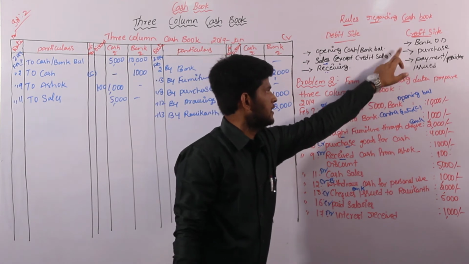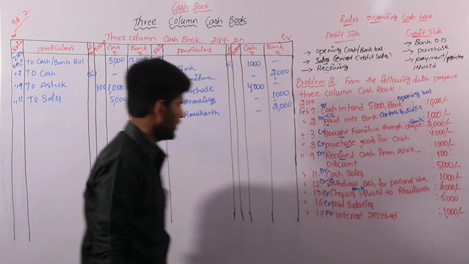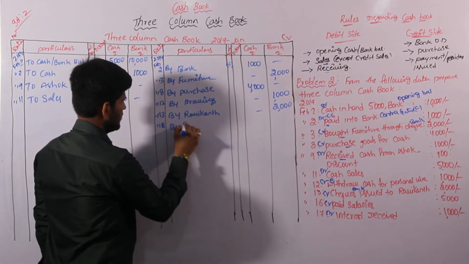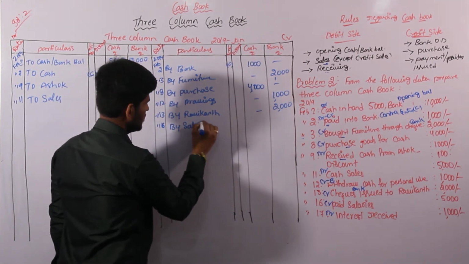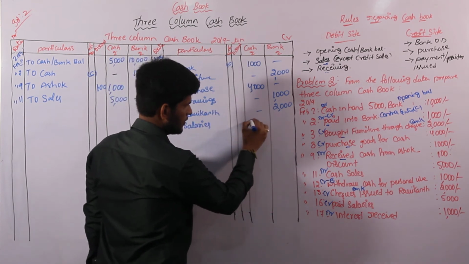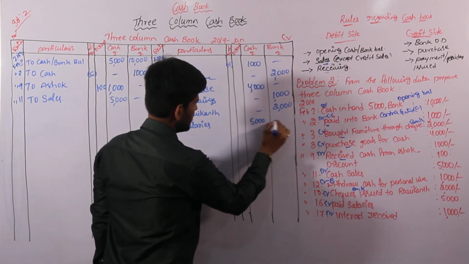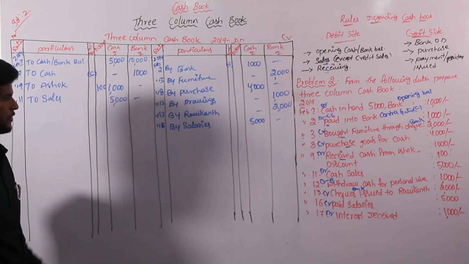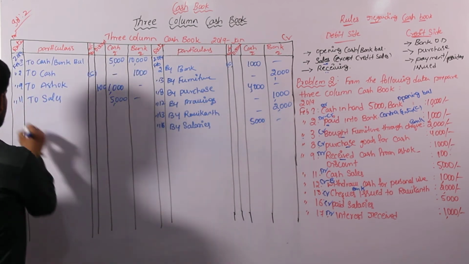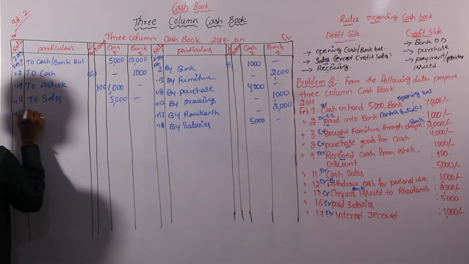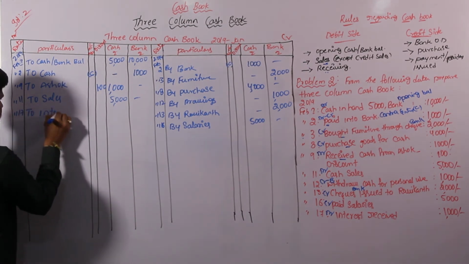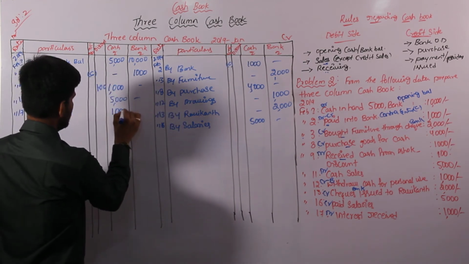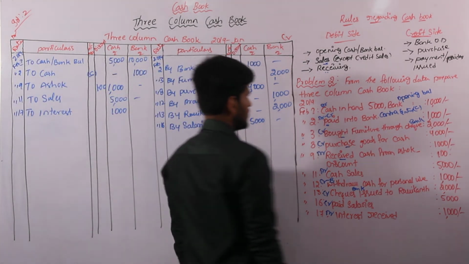Payment is there in the credit side. Salaries amount 5000, that is on the 16th. By salaries 5000 because there is no check. Interest received, we are receiving interest in terms of cash because there is no check, that is on the 17th, to interest. In the cash column 1000. Now let us check all transactions once again.